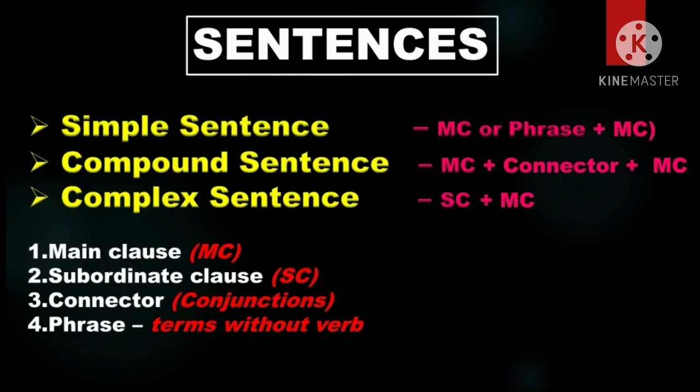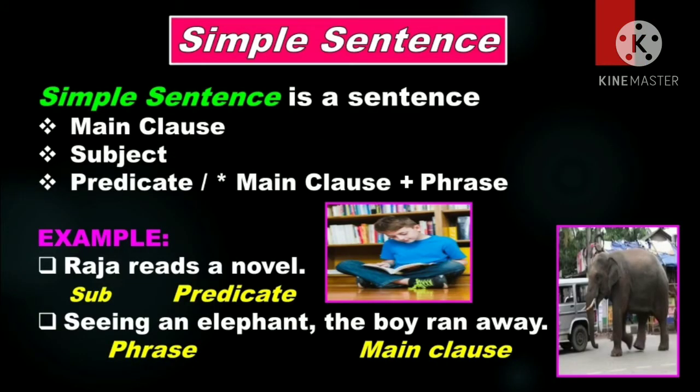So, in the simple sentence, we'll have main clause or phrase plus main clause. And in the compound sentence, we'll have main clause plus connector plus main clause. And in the complex sentence, we'll have subordinate clause plus main clause. Let's see one by one in detail with examples.